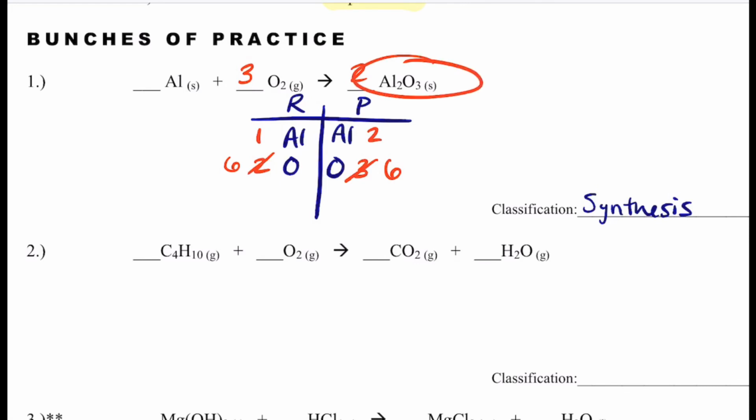However, on the right-hand side with this aluminum oxide solid, putting that 2 there as a coefficient also affects the aluminum. So I need to make sure I'm keeping track. I actually have 4 aluminums on the right-hand side. So then, like I said earlier, it's easy to balance the aluminum on the left-hand side, and now I'm balanced.